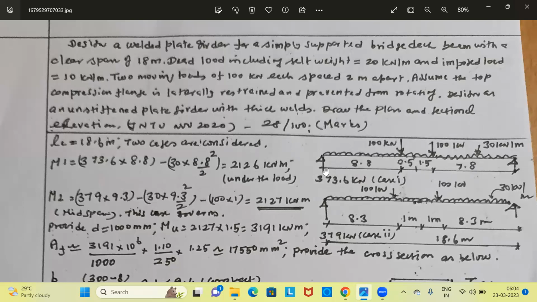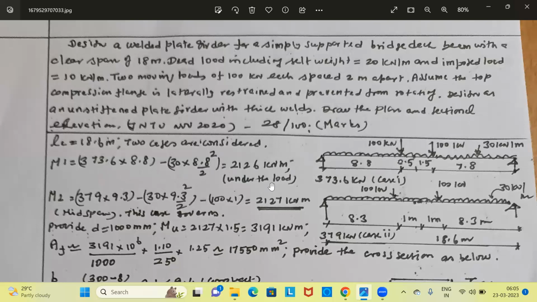Now let us calculate. Having calculated this reaction, we can calculate the bending moment which happens under the load for giving the maximum value. So this reaction 373.6 under the load distance 8.8 minus this uniformly distributed load 30 into 8.8, that is the total load, acting at a distance of 8.8 by 2. So this is the bending moment under the load, and it comes to 2126 kilonewton meter bending moment under the load.